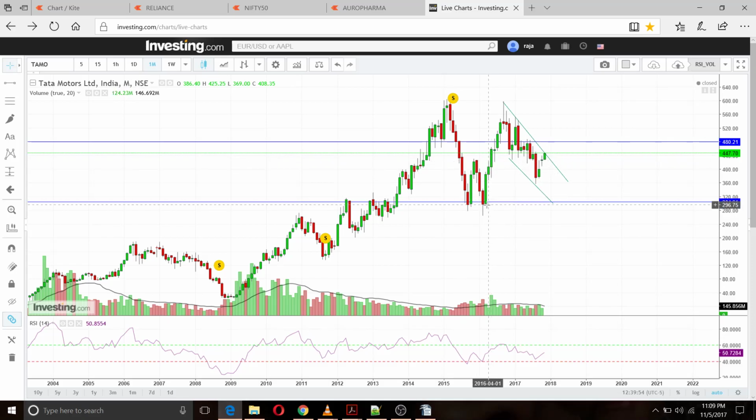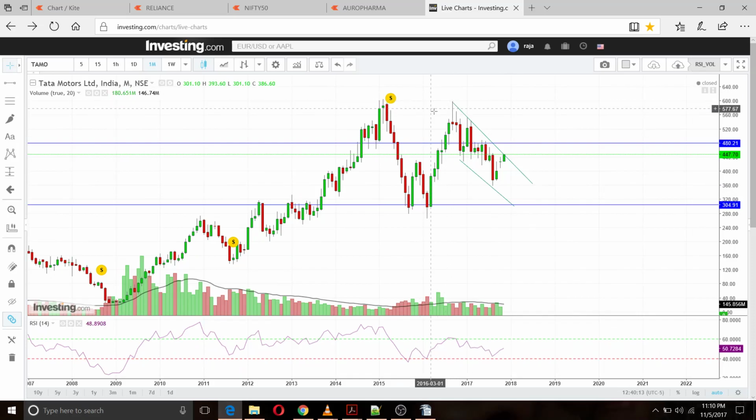So this is 420 and this is 300, so the difference is 120. Now if I add 120 to 420, this will be 540. So this level is, yes, 540. So it completed its W pattern bang on target, and then it started to fall down.